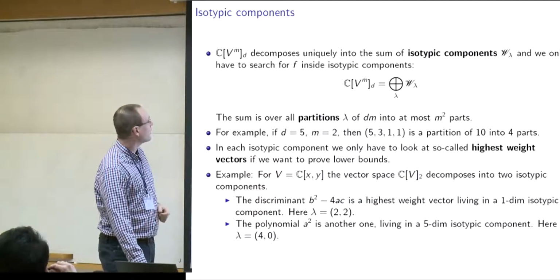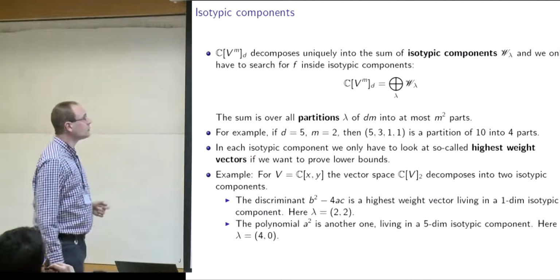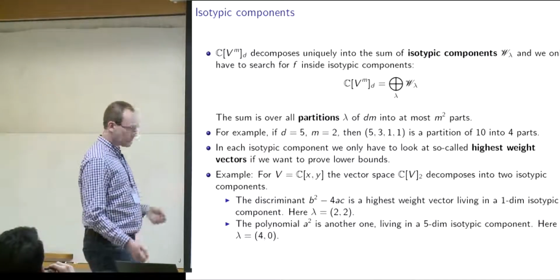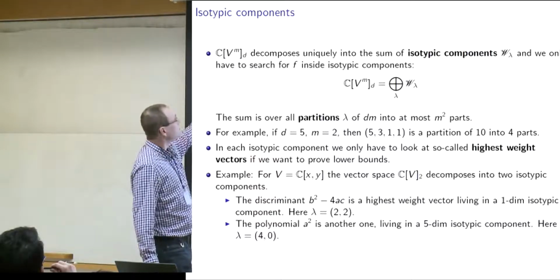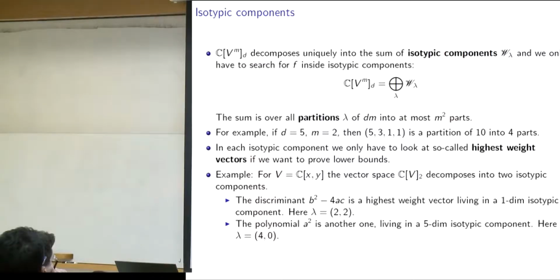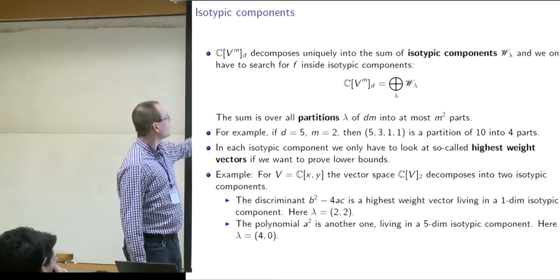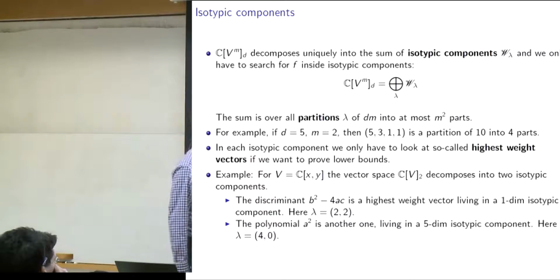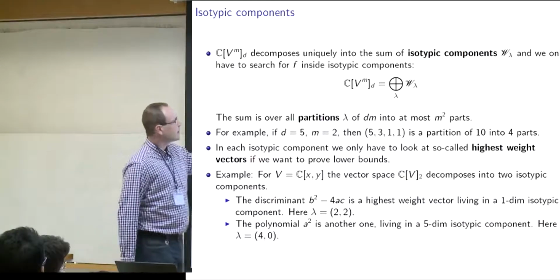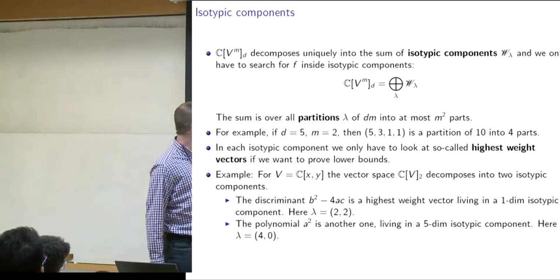All right, so now, what can representation theory tell us about this 6-dimensional space? This also works, of course, in much higher dimensions. So this decomposes uniquely into a sum of what are called isotypic components, and they are indexed by some lambda, and we only have to search for f inside these isotypic components. So what you get is a direct sum into so-called isotypic components. These lambdas are nothing complicated. The lambdas are the easiest thing of all.